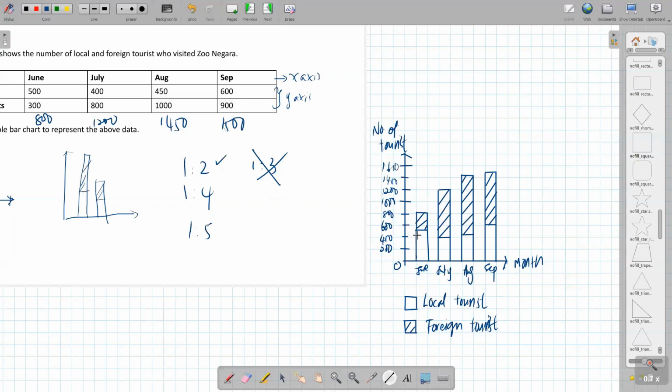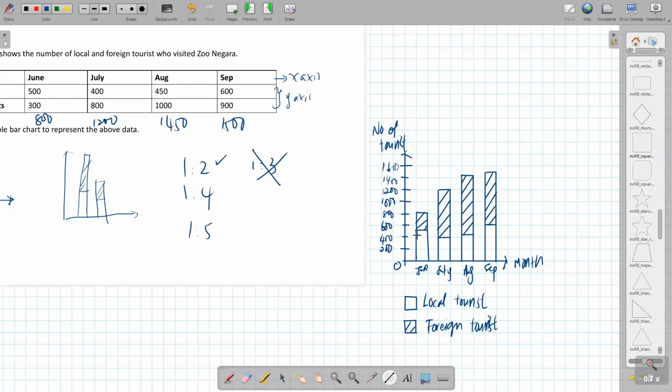All right. So that is the double bar chart. So that's all for today. Remember class, when we want to draw a bar chart, we have three types: horizontal bar chart, vertical bar chart, and double bar chart.